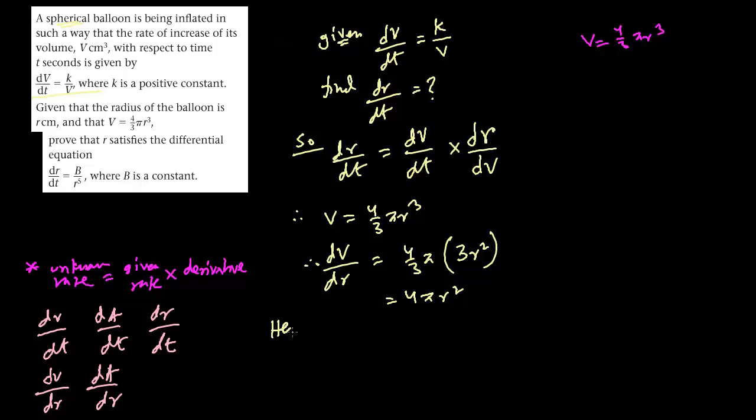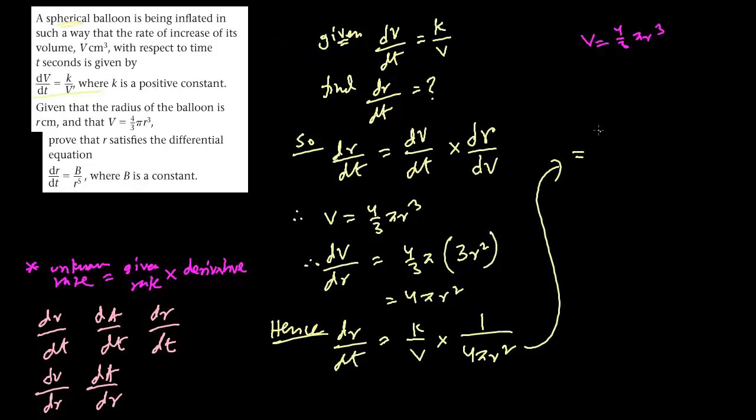And now we can plug in the value. So dr by dt equals dV by dt. dV by dt is constant k divided by V, multiplied by dr by dV, which is the reciprocal of dV by dr. So it would be 1 by 4 pi r squared. Now we can simplify further. So k divided by V. Now V is 4/3 pi r cubed. Remember, we have to write down the answer in terms of r. So the formula for volume of a sphere is 4/3 pi r cubed, multiplied by 1 by 4 pi r squared.